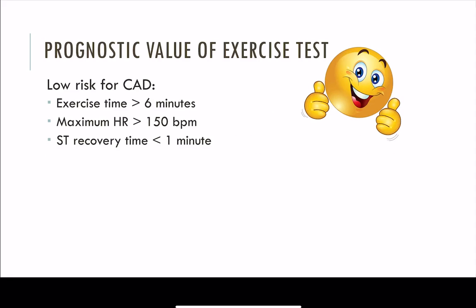Good findings of an exercise stress test are that they can exercise for more than 6 minutes if their maximal heart rate is above 150. And if they do have deviations of the ST segment, it comes back to baseline in less than a minute. These are very positive findings on an exercise stress test.